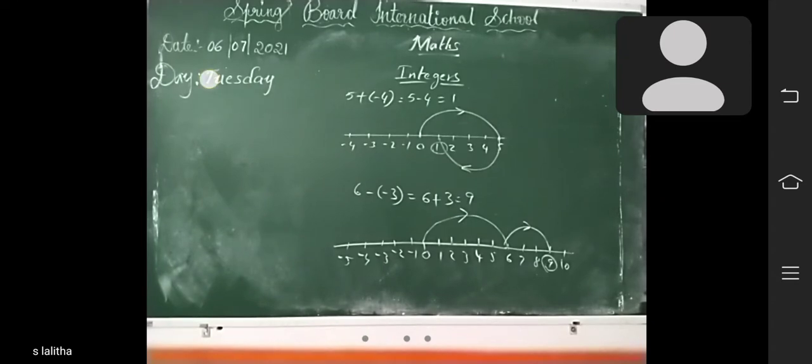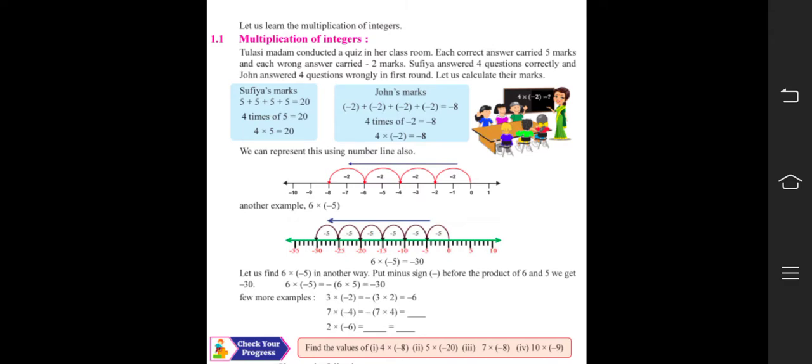Let us learn the multiplication of integers. See here, Tulsi madam conducted a quiz in her classroom. Each correct answer carried 5 marks and each wrong answer carried minus 2 marks. So each correct answer carried how many marks? 5 marks. And each wrong answer carried how many marks? Minus 2 marks. Sophia answered 4 questions correctly and John answered 4 questions wrongly in the first round.